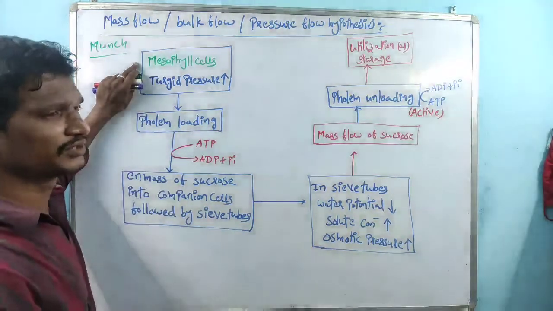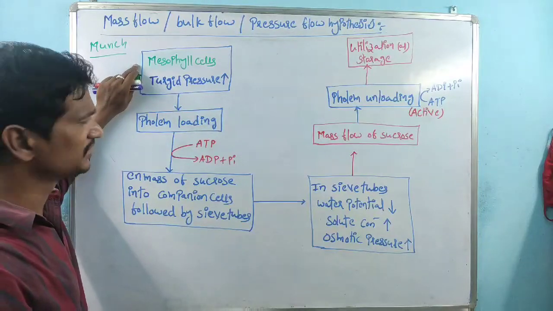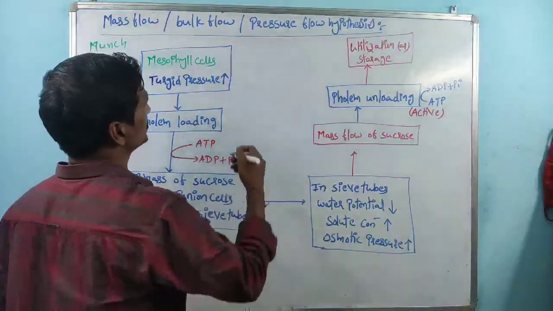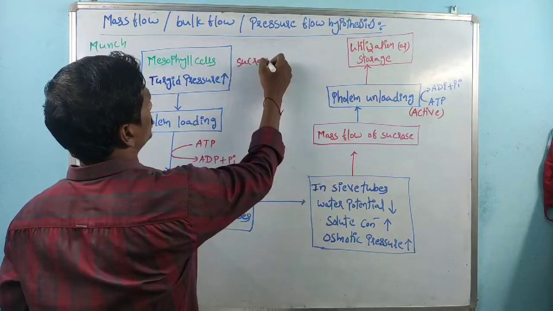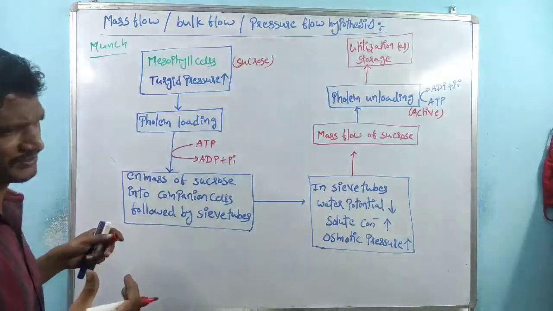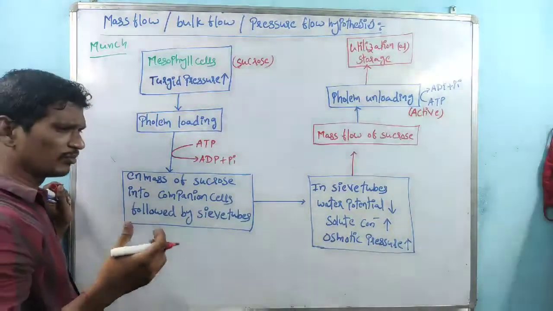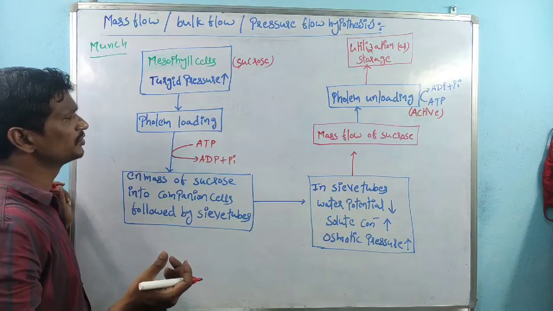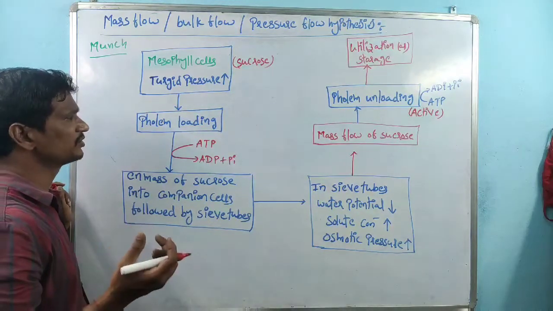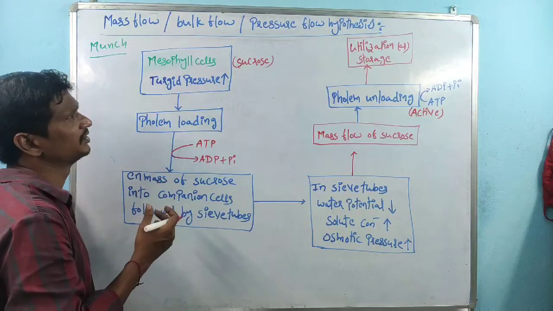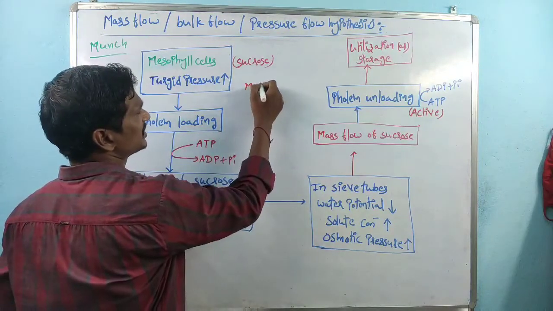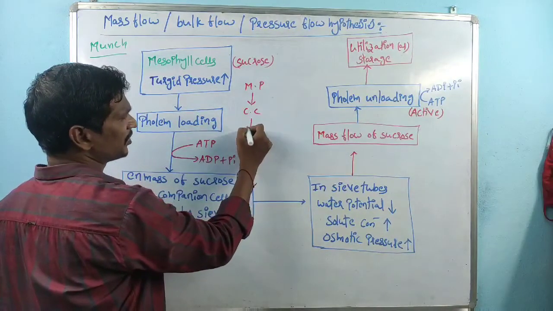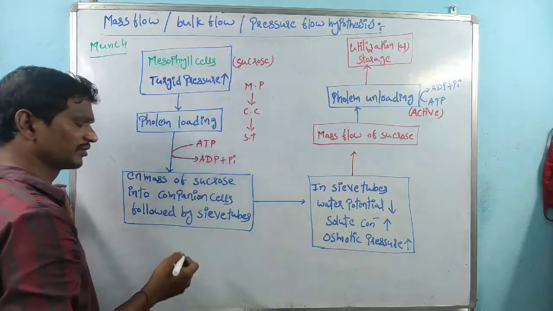Here there are mesophyll cells. In the mesophyll cells, in the presence of sucrose, the cells are turgid because more water is accumulated. Those sucrose molecules are involved in the transportation process. This step is called phloem loading. See, from the mesophyll cells, there are companion cells present, and from companion cells to sieve tubes.